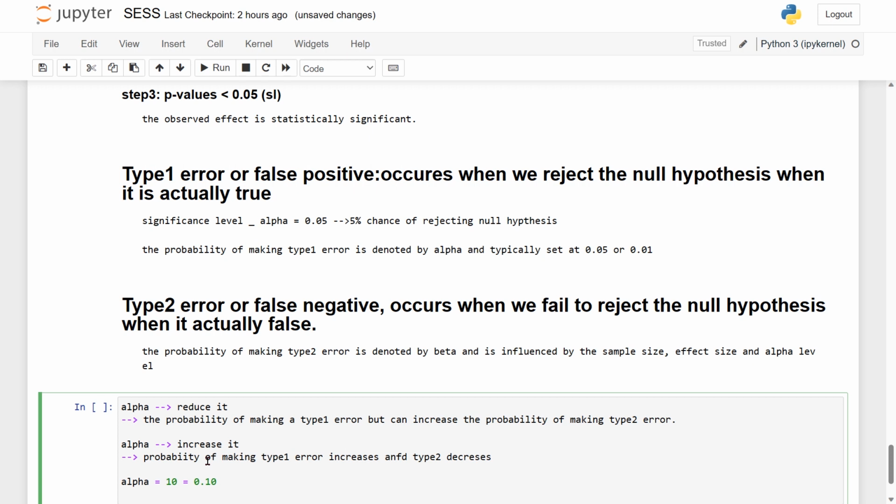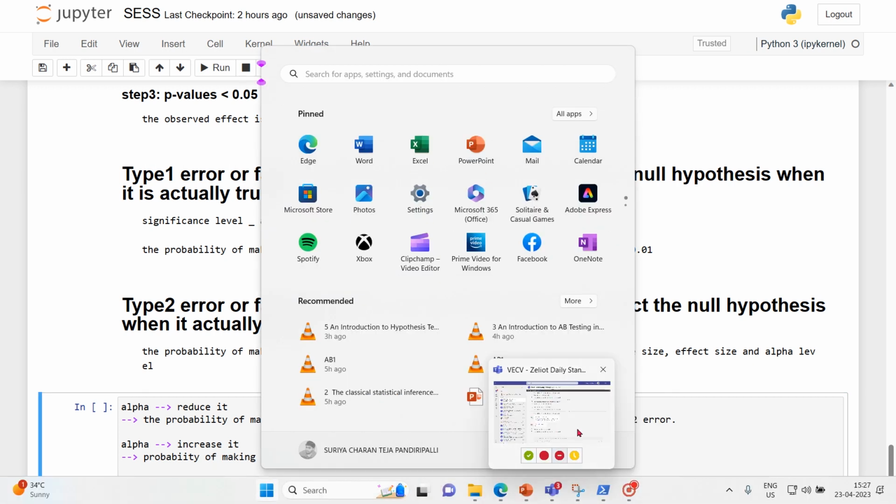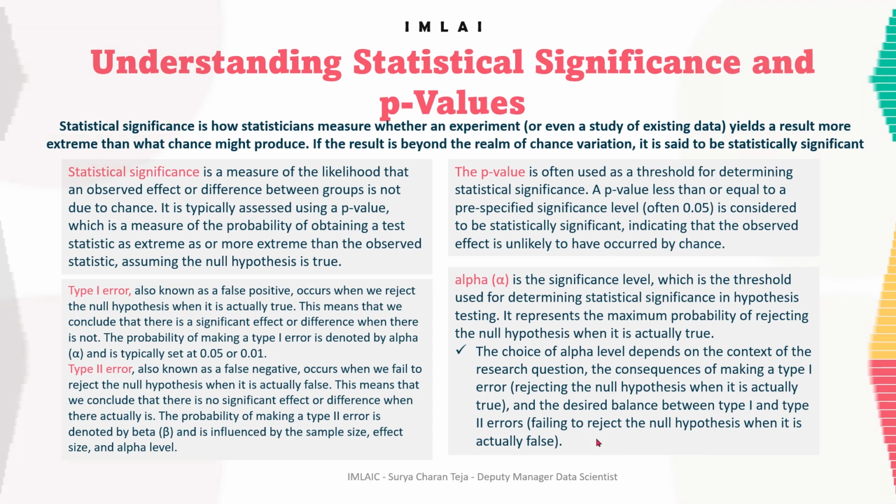That's it. Pretty simple. So the balance between type 1 and type 2 errors depends on the context of the research question, the consequences of making each type of error, and the desired level of confidence in the results. So researchers should carefully consider the trade-offs and select appropriate significance levels and sample sizes to make robust and accurate conclusions from the statistical analyses.